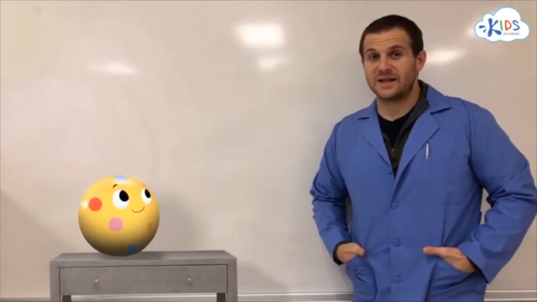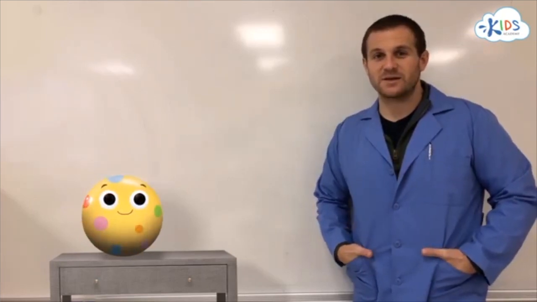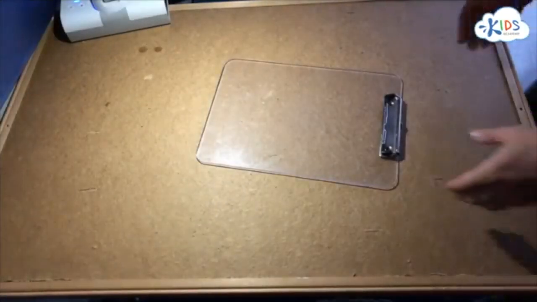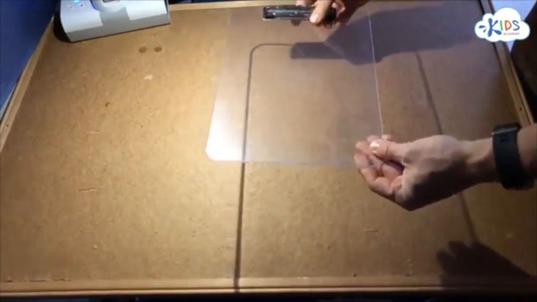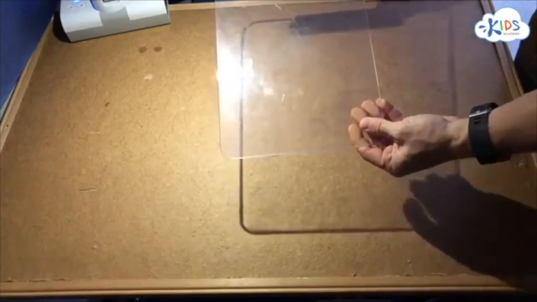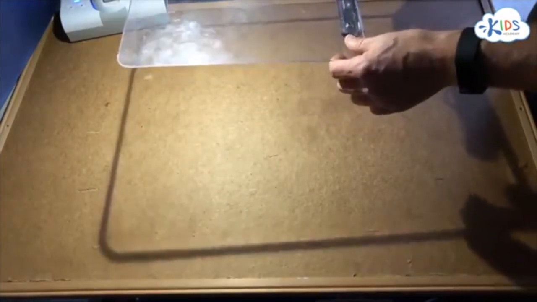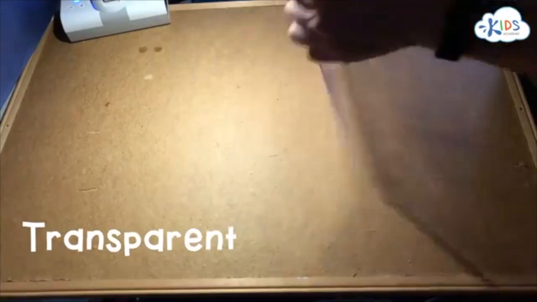Now let's step into the light lab and do some experiments with different objects to see what kind of shadows we can make. The first object we're going to use is a plastic clipboard. I can see my hand right through the clipboard. Most light is passing through it. If I hold it in front of my light source like this, it doesn't make much of a shadow. Objects like this that let almost all light through are called transparent.